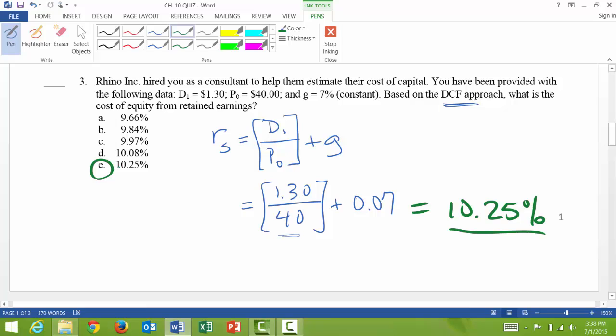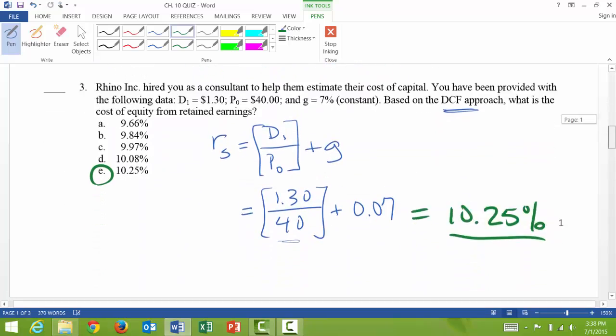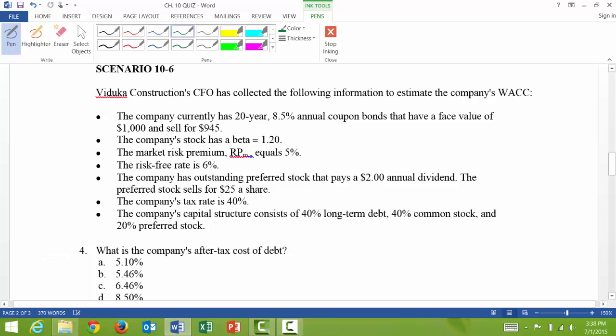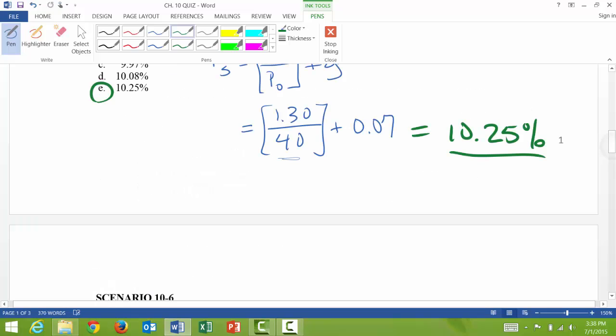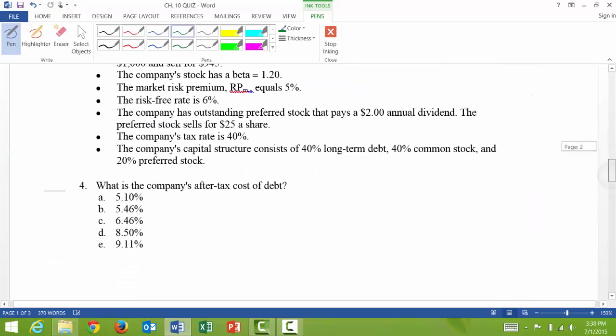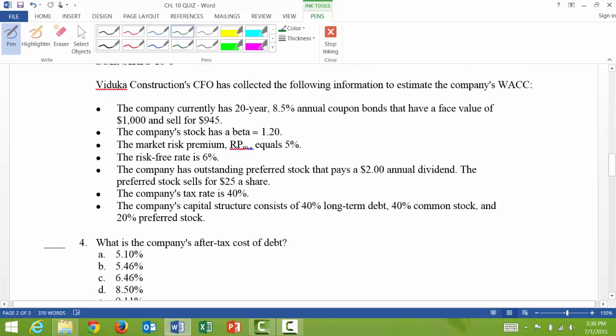So far we've looked at the cost of preferred stock and the cost of equity from retained earnings. Now we have some data because we're going to estimate the final answer, the weighted average cost of capital. Since this is a lot of data, I usually look at what is the first question. So I would look at question 4, and it says, what is the company's after-tax cost of debt? So I know that I need to look at the debt information, and the debt information is up here.